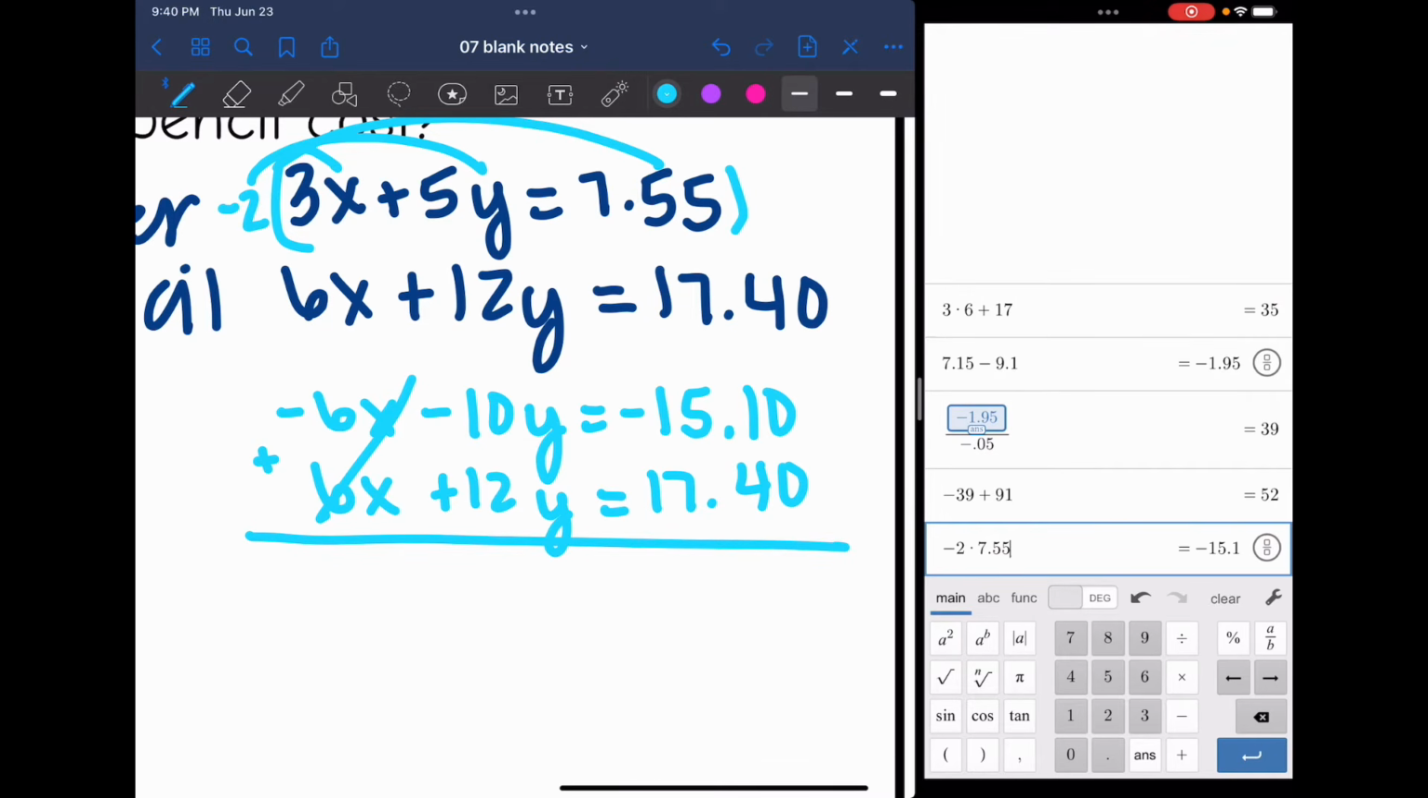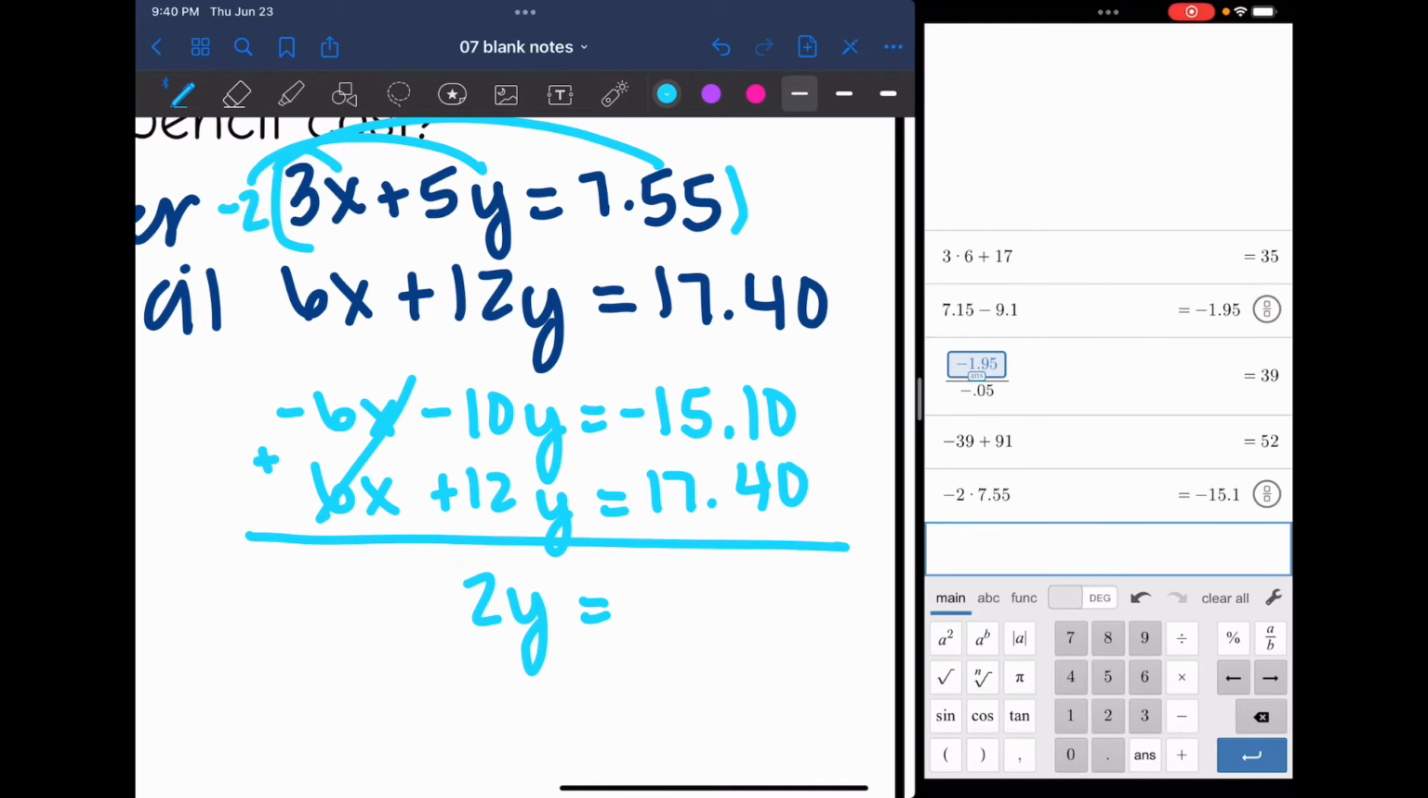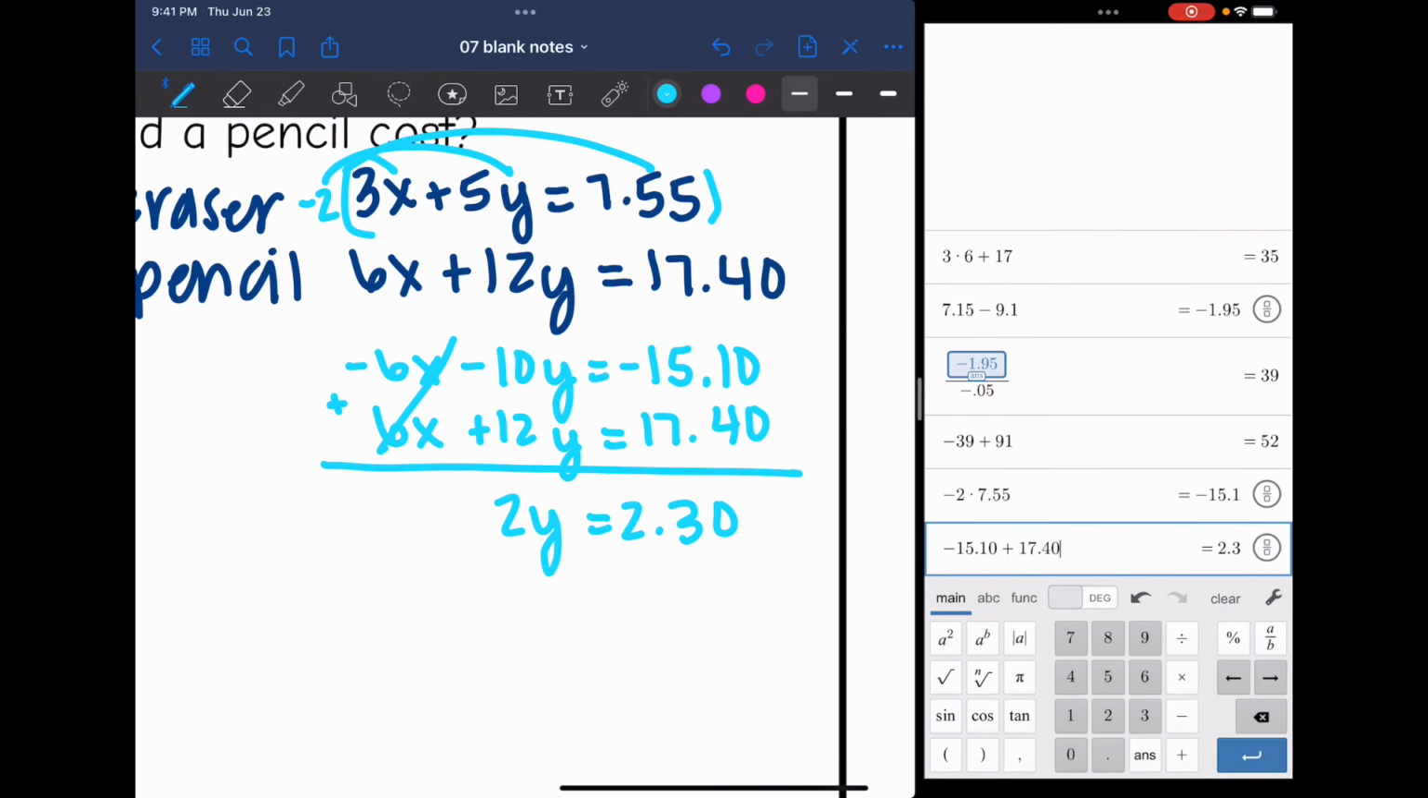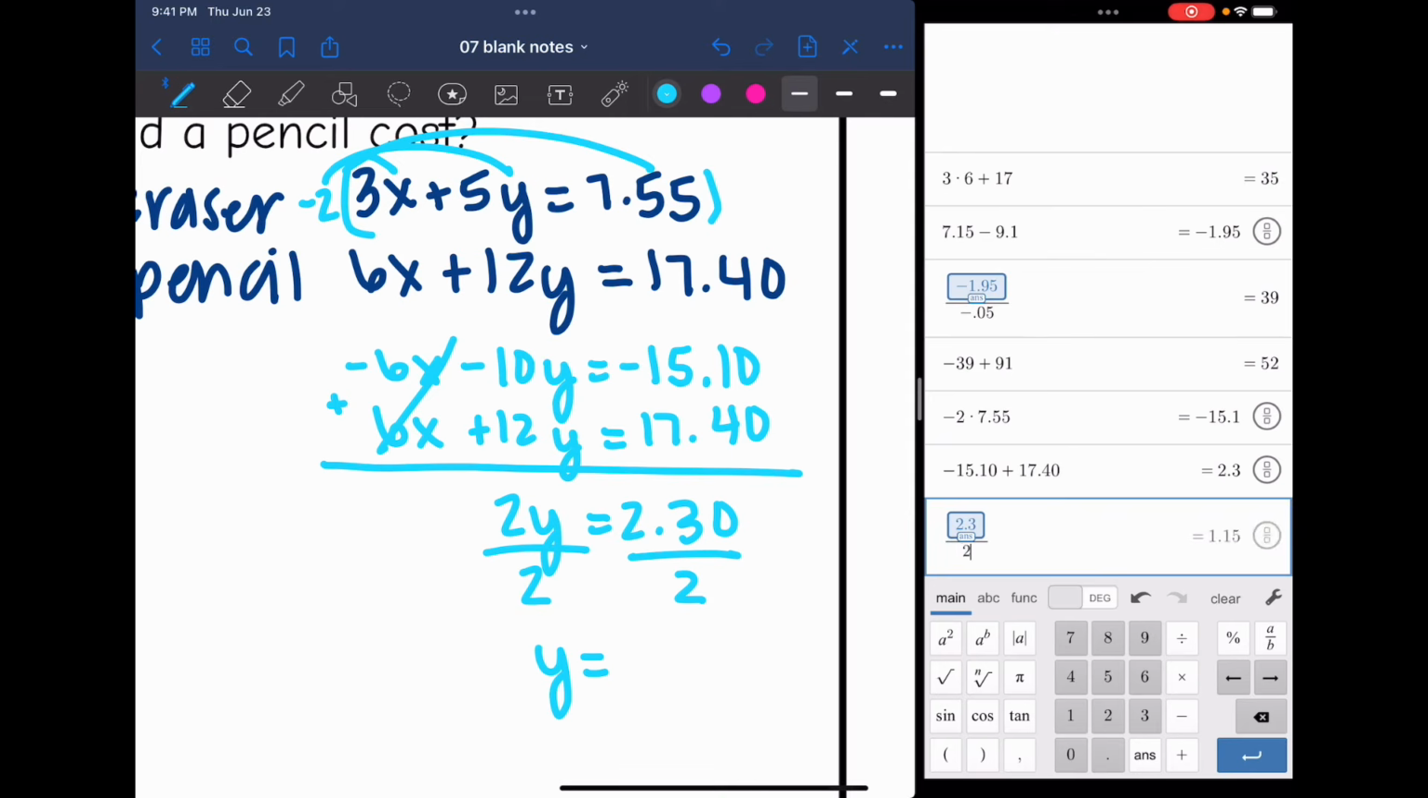Negative 10y plus 12y is 2y. And let's figure out what negative 15.10 plus 17.40 is. It is 2.30. And then all I have to do is divide by 2. And I get y equals 1.15. So y was the pencil, so a pencil costs $1.15.